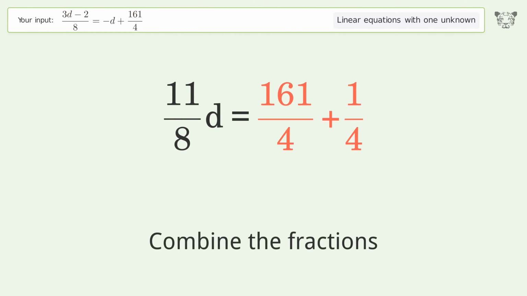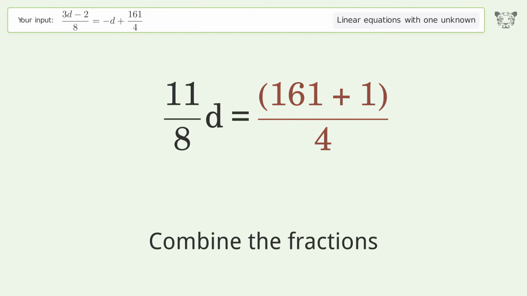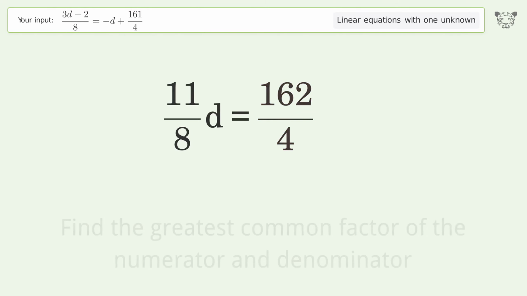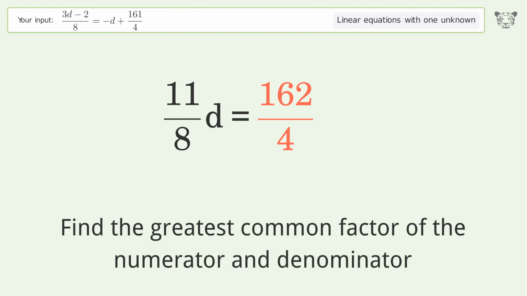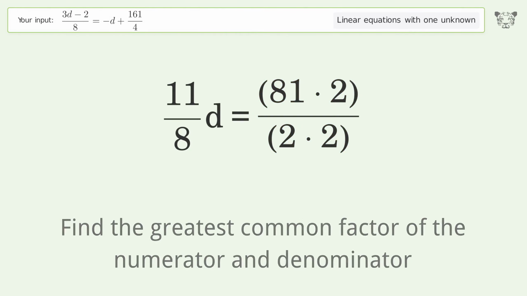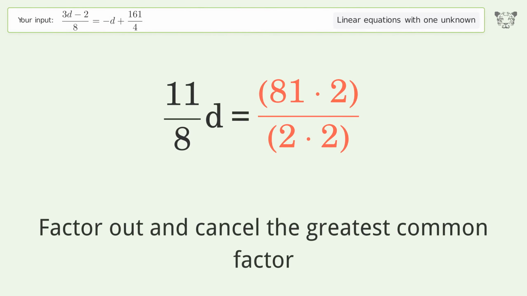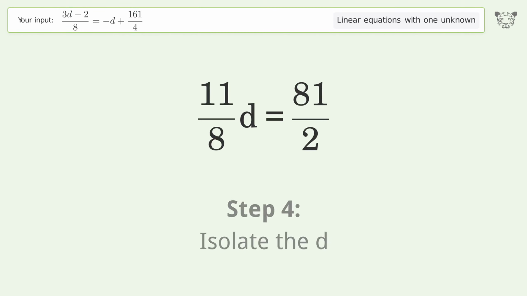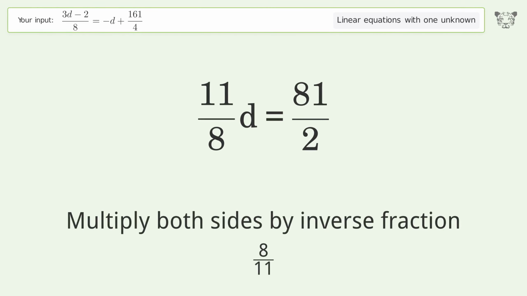Combine the fractions. Combine the numerators. Find the greatest common factor of the numerator and denominator. Factor out and cancel the greatest common factor. Isolate the d. Multiply both sides by inverse fraction 8/11.